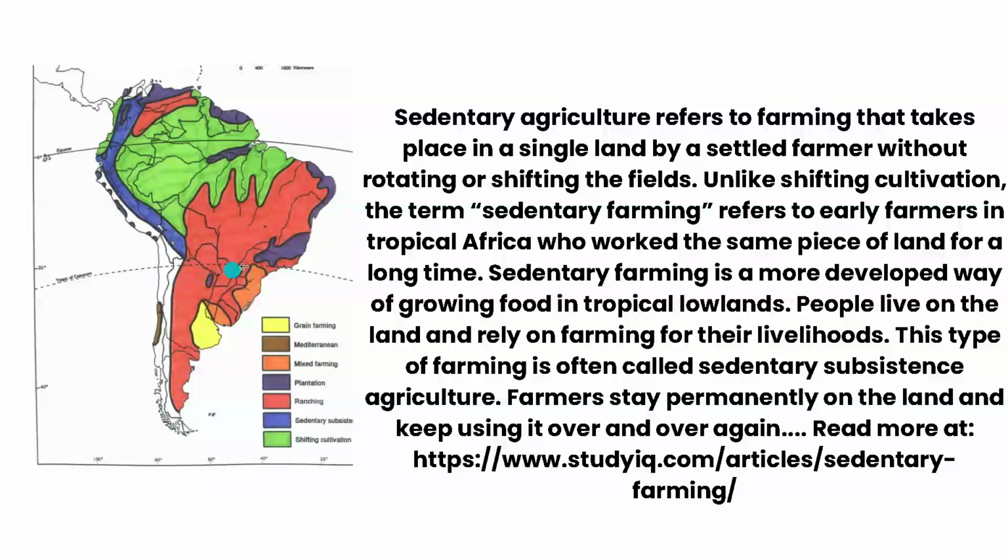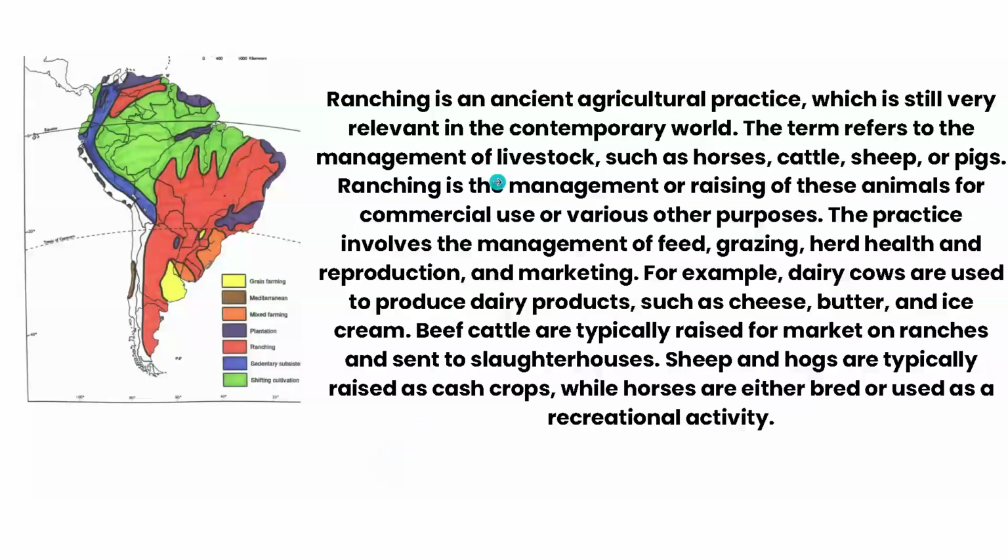You see the Tropic of Capricorn passing through. That means in the tropics, you will find mixed farming and ranching more. And what is ranching? Ranching means here we find ancient agricultural practices which are still relevant in the contemporary world. This refers to the management or raising of animals for commercial use. If they are rearing sheep and other animals, their fur is used in the production of sweaters and other woolen goods. Their meat is also consumed.